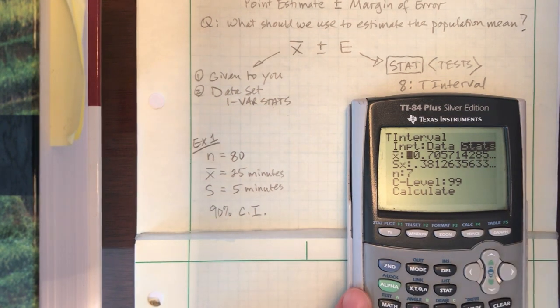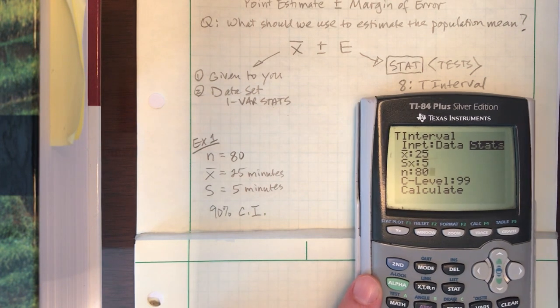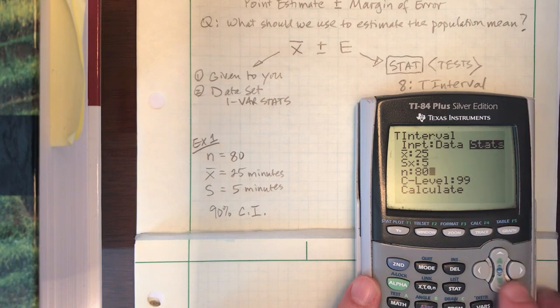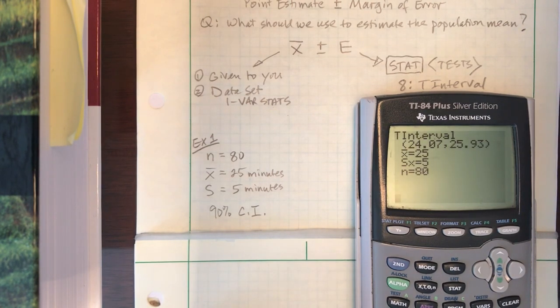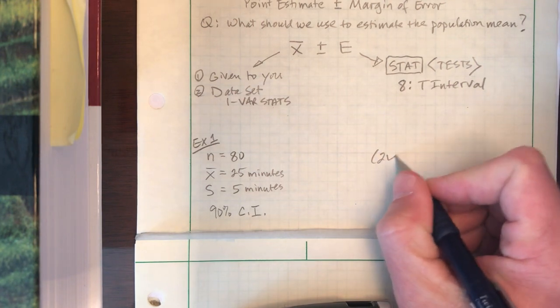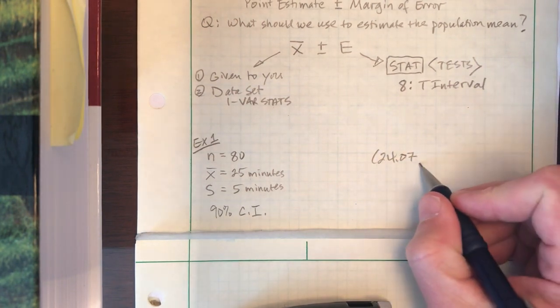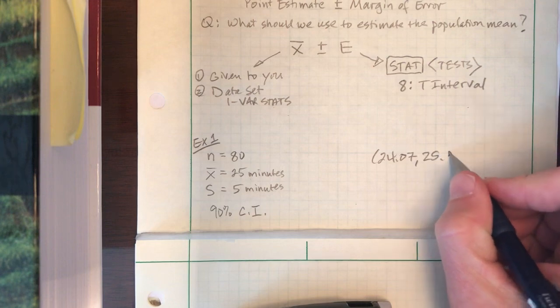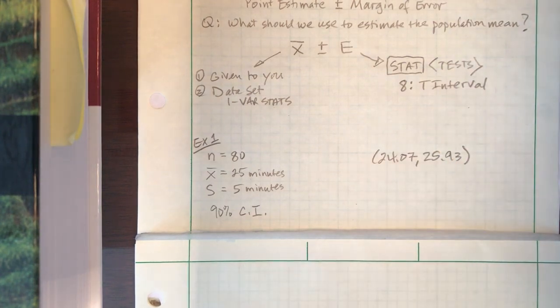So I move down and I tell my calculator the sample mean was 25, the sample standard deviation was 5, the sample size was 80, and we would like a confidence level of 90%. So the inputs are friendly. We hit calculate, and let's see what it gives us. All right, so let me write that down to 2 decimal places. 24.07, comma, 25.93. So let's interpret this in a couple of ways.